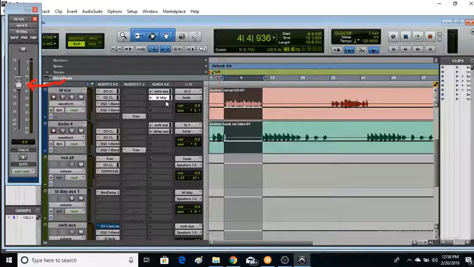volume, wet/dry mix, however you want to think about it, via my aux channel and how much signal I send to the unit. So let's look at that.